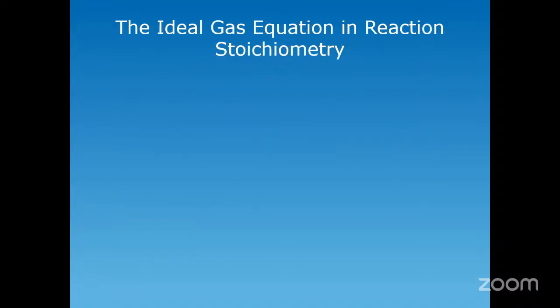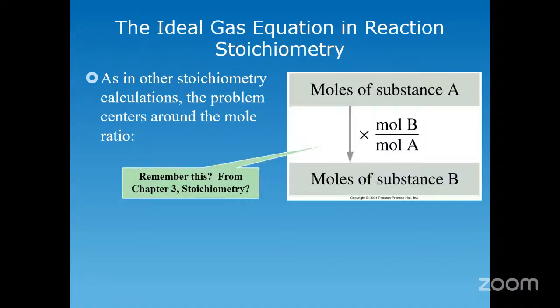Just to remind you of what we learned in chapter 3, stoichiometric calculations basically come down to what you're looking at here on the screen. You need to establish the mole ratio between two different substances, which is based on the balanced equation. Then you multiply this conversion factor by the moles of one substance to get the moles of the other substance.